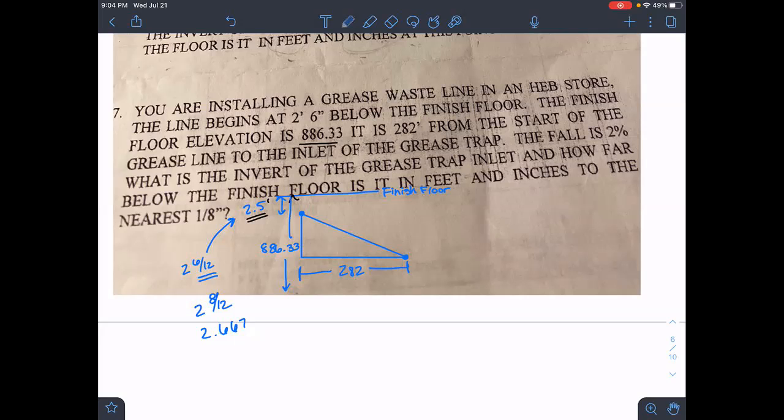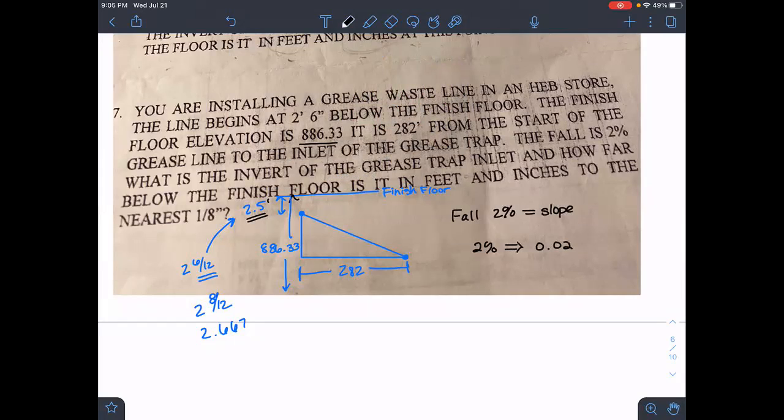The fall is 2%. Remember that the fall is also known as your slope. And we're going to use that value as a decimal. So 2% is 0.02 in decimal form.